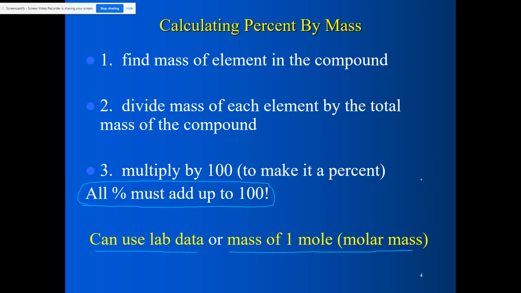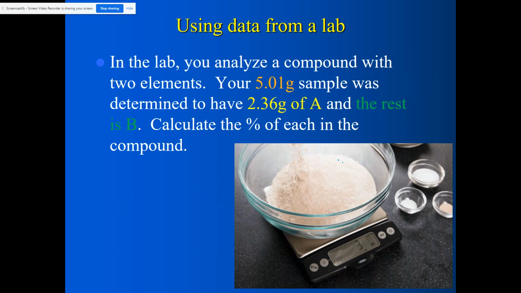So let's take a look at an example of both of those. Using data from a lab, let's say we do an experiment. In the experiment, you know that two elements make up this compound. You recover a total of 5.01 grams of the compound. And when you do your experiment, you estimate that 2.36 grams of it was element A, and the rest of it is element B. Calculate the percent of each one of those elements in the compound.